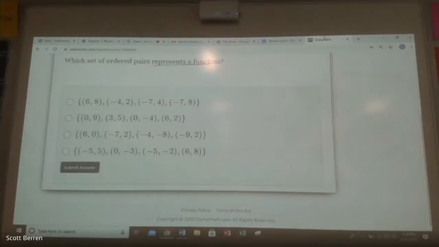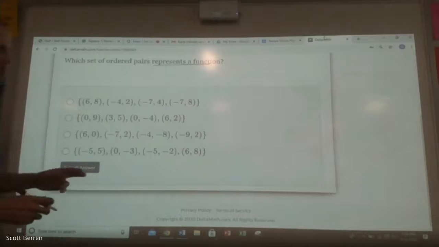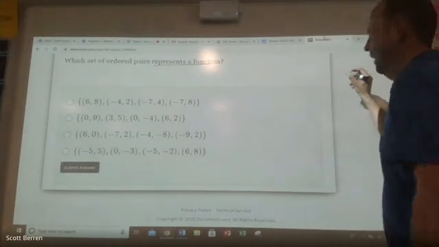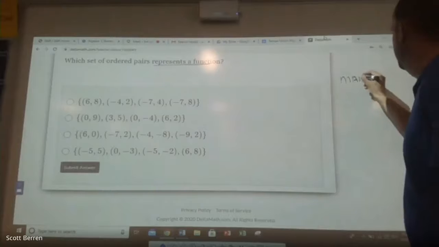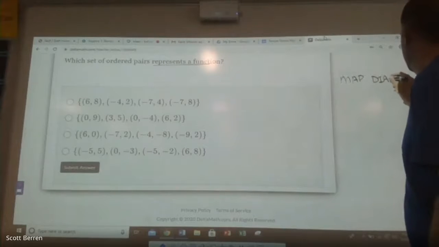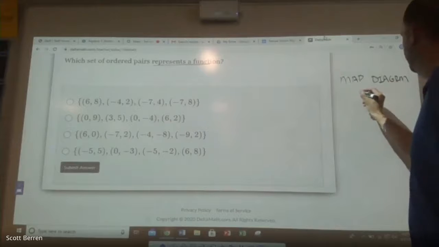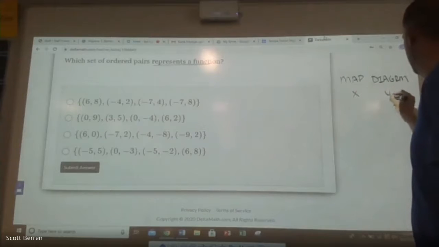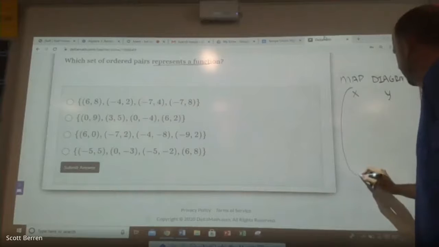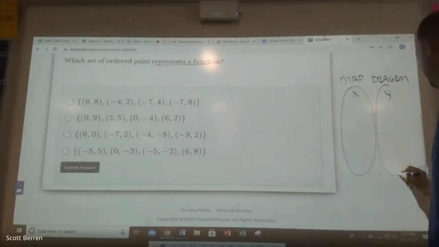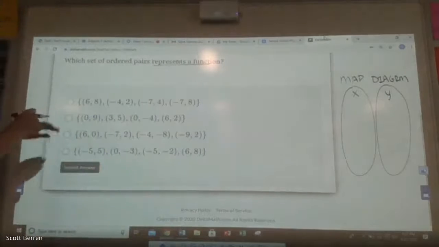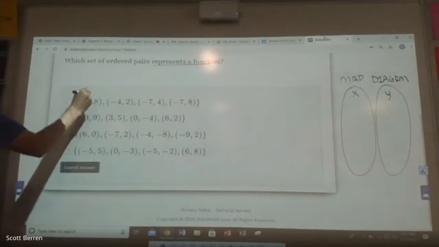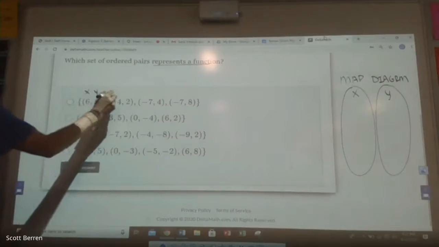Now, let's go ahead and take a look at how we're going to do this. First, over on this side here, and you can do this in your notebook, I'm going to put map diagram. I'm going to put X, Y. I'm going to make a big old bubble on it. Make a big old bubble on my Y as well. Okay. And what we have to know about these numbers over here, the first number is always X. Second number is always Y.